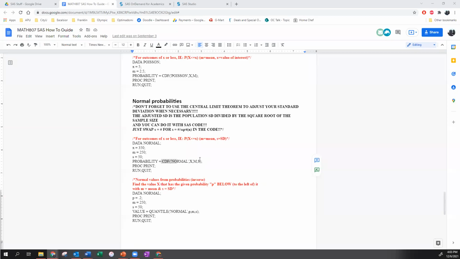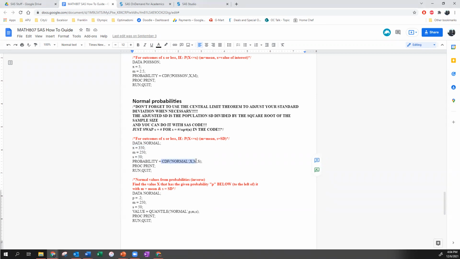On a continuous curve, there is no zero. It technically goes to negative infinity. So when you have the CDF, it's basically whatever. In the case of this one, your mean is 250, your standard deviation is 50, and it's going to give you the area under the curve from negative infinity all the way up to 350. So basically the left side of the curve from 350 down. That's how the CDF function always works.